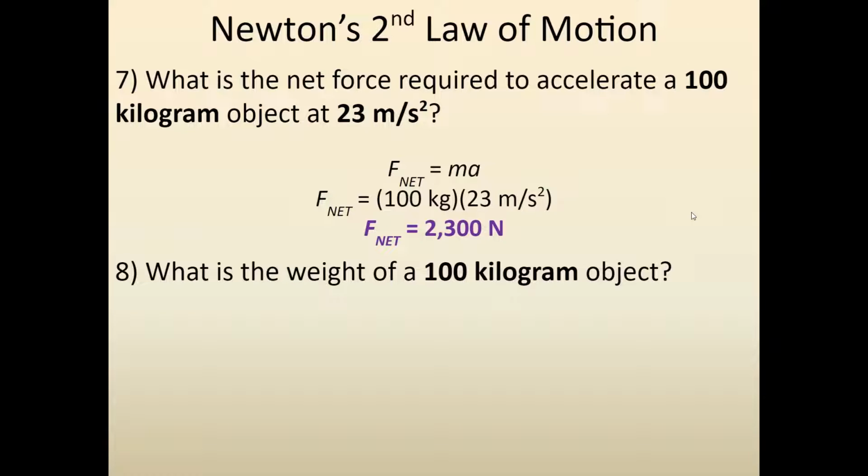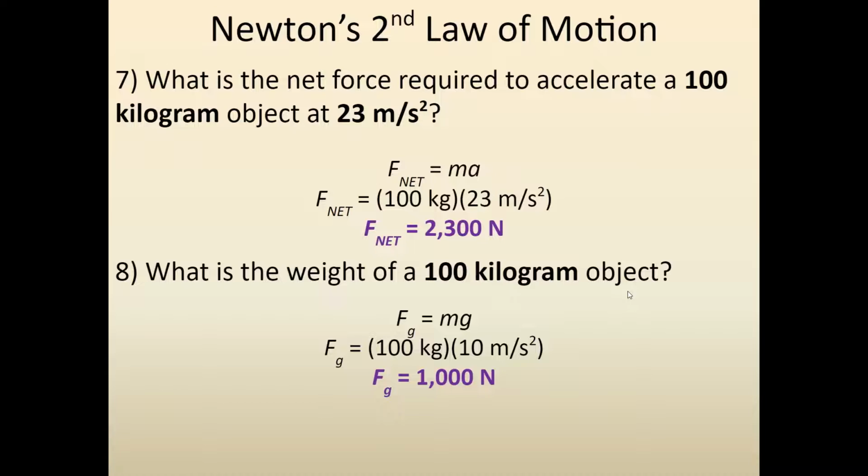For number 8, they want the weight of a 100-kilogram object. So this is referring to Fg. So I'm going to use the equation Fg equals mg this time. I'm going to use the 100 kilograms and the 10 meters per second squared, since it's pretty much assumed to be on Earth. And we get that the weight is 1,000 newtons. Again, do not confuse weight and mass.